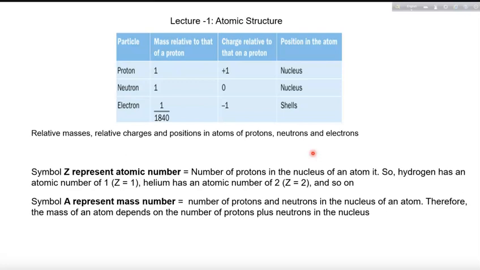Well, here we have 2 very important symbols. We call Z the symbol that represents the atomic number, whereas A in the symbol represents the mass number. So the atomic number is the number of protons. The mass number is the number of protons and neutrons in the nucleus. Therefore, the mass of an atom depends on the number of protons plus neutrons in the nucleus.